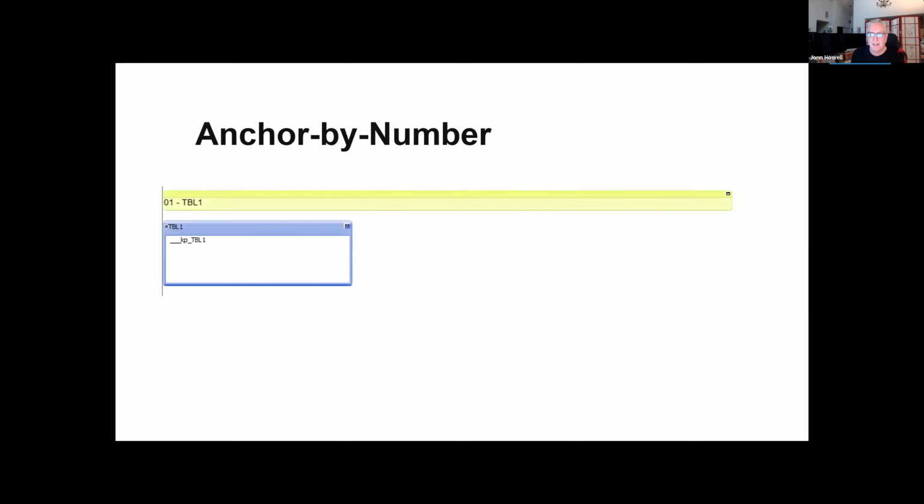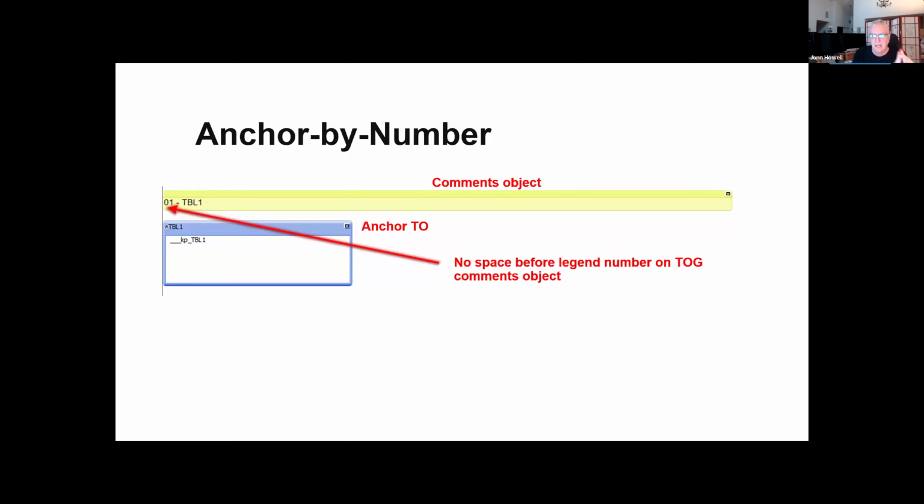This is cool. So then what you do is, for each anchor, each table occurrence group, TOG, you go to each anchor, and above that group, you put one of these comments blocks. And in it, you put that, in this case, 01-table 1. And then you put your anchor below it, but there's no space between the edge of the comments object and the numbers. This is the key to the whole thing. So you've got a comments block here with a number and your table occurrence group underneath it, all being referenced by the legend at the very top.